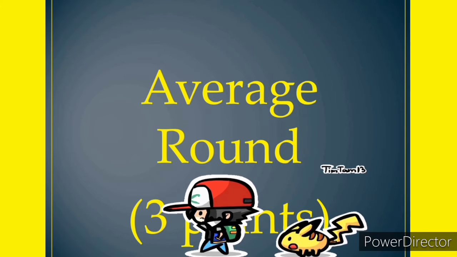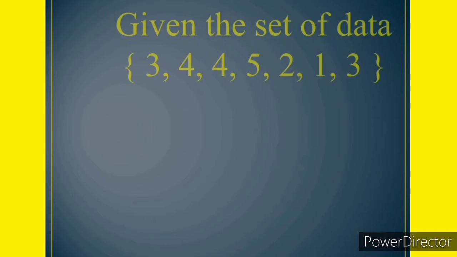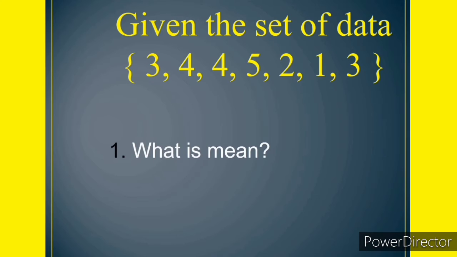Let's now move on to the average round where the questions are 3 points each. Given the set of data 3, 4, 4, 5, 2, 1, and 3. What is the mean? You have 15 seconds to answer.